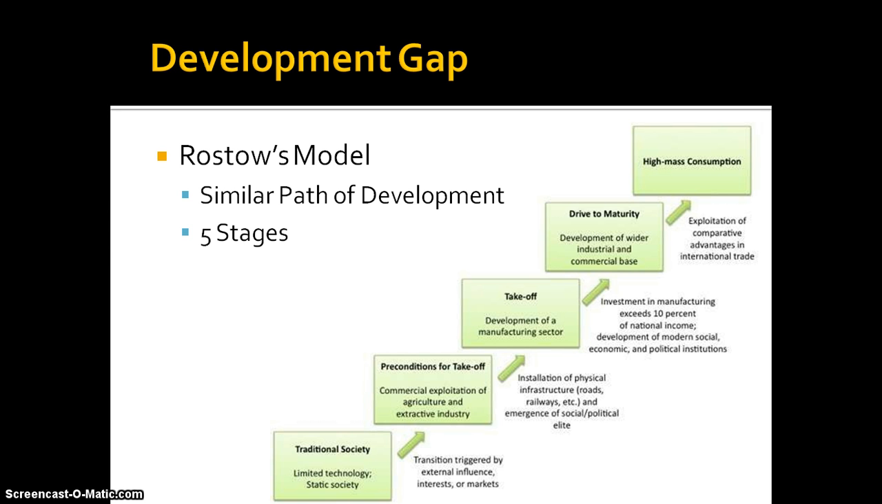Well, that's all that we're going to have time for today. The next time when we come back, we're going to look at the liberal idea of the development gap and economic development. It's called Rostow's model.